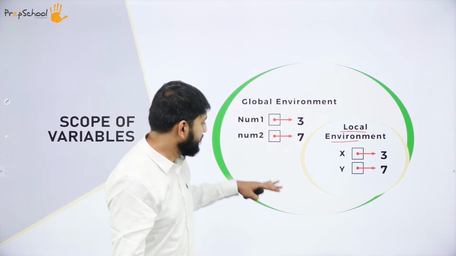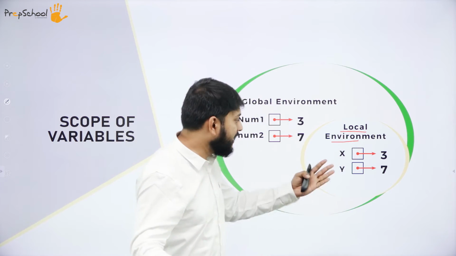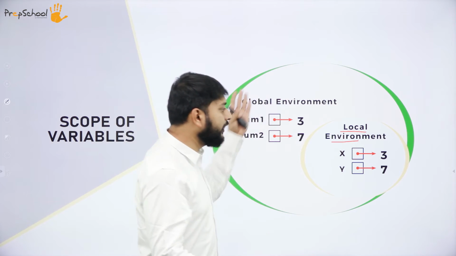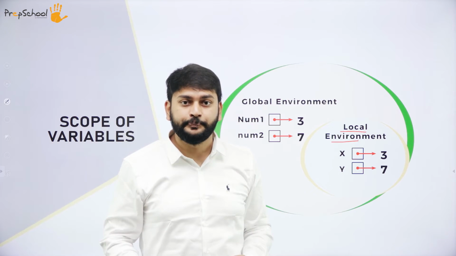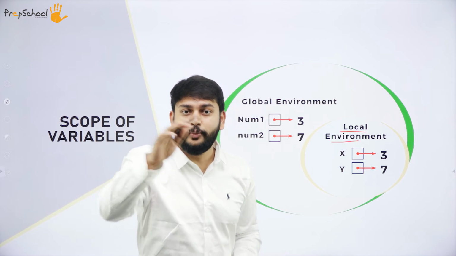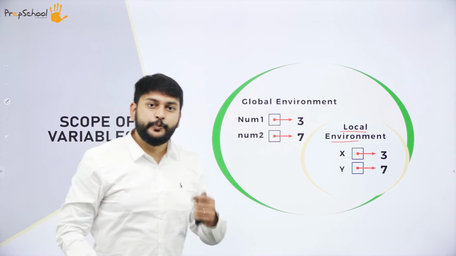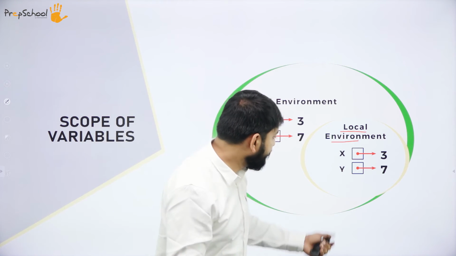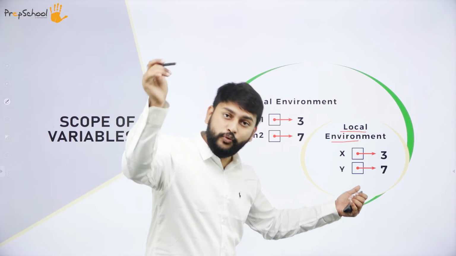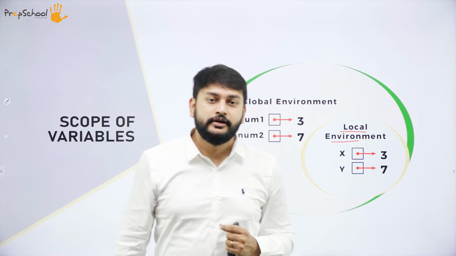So my dear students, in this global environment, I can have n number of functions. N number of functions can access the variables which I have in the global environment. This global environment is nothing but my program. If you declare any variable outside all the functions, in the global environment, all the functions of that particular program can access it. But a variable declared inside a function can be accessed only within that function, not outside the function. So that is what you need to understand, dear students.